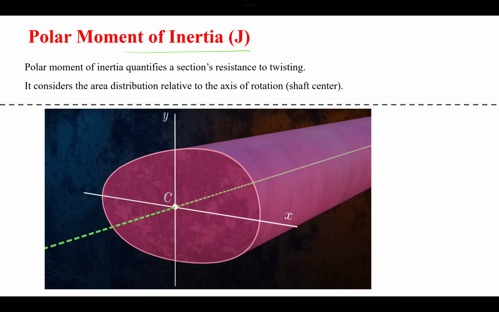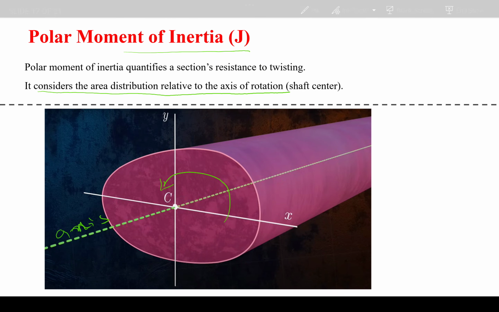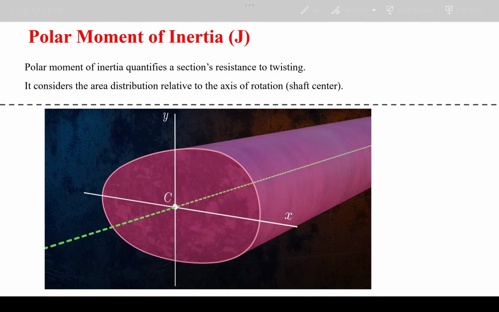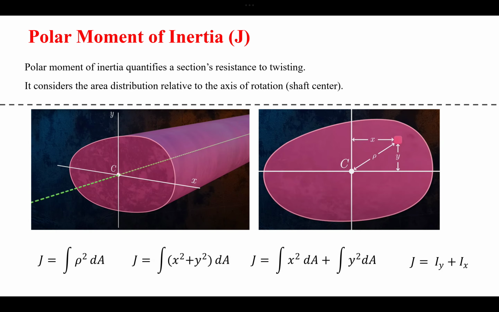J considers the area distribution related to the axis of rotation. Now instead of bending, we are taking this axis of rotation about which the body is going to rotate, and how the area is distributed about this axis will actually tell us how much is the resistance to twisting. I hope it is making sense.